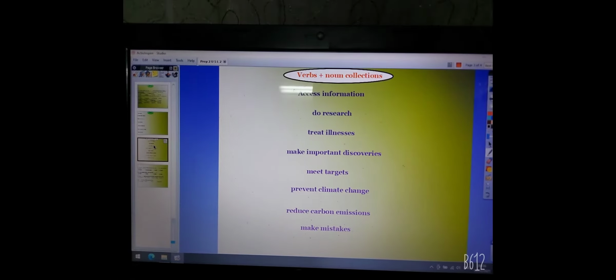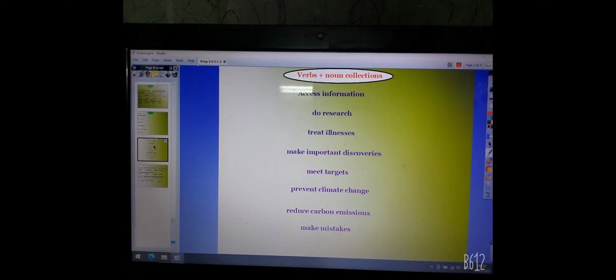Let's complete verbs with nouns. Number 1, access information. For example, environmental organizations like Greenpeace can access information about the effect of acid rain.